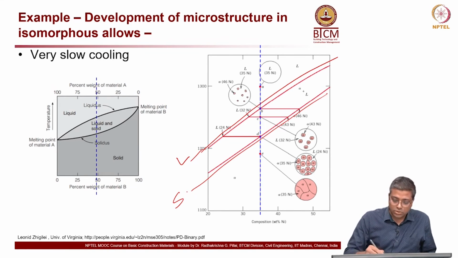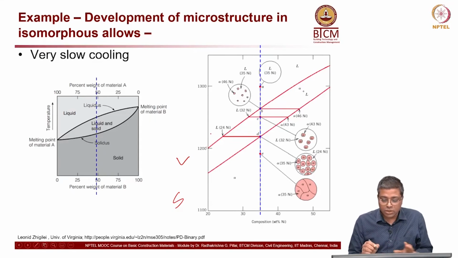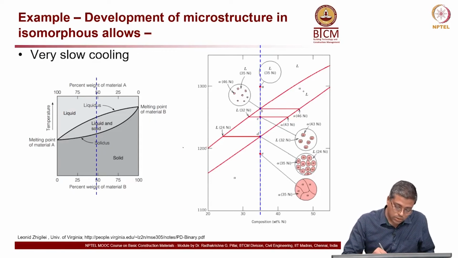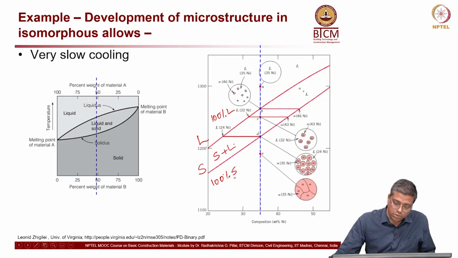Okay. So, that is also clear now. So, you have liquidus, you have solidus, and so this region is 100% liquid, this region is 100% solid, and this region is solid plus liquid. Okay. So, that is how it is.